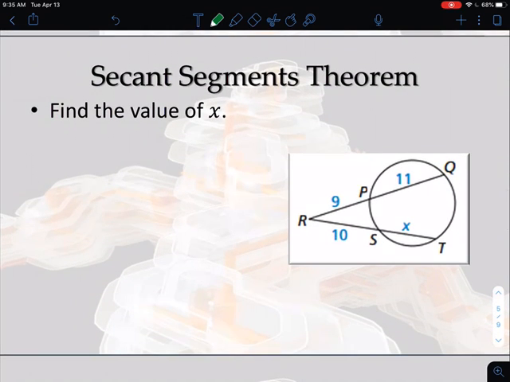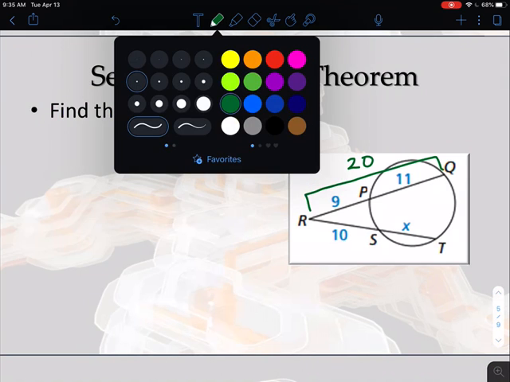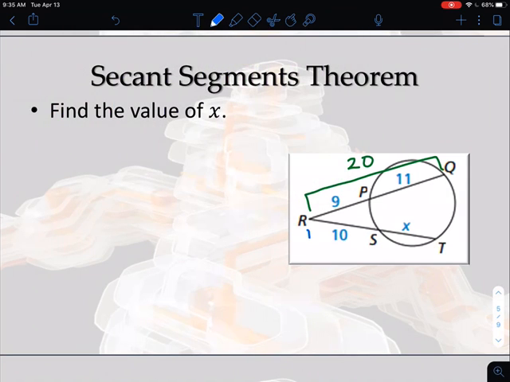So if we look at an example here, as I look at this picture, they give me the outside lengths. What I don't have yet are the total lengths. So for R to Q, I have a 9 and 11, which I can put together, and that gives me my total length of 20. And then on the other secant line, I've got R to T is 10 and X, which would be X plus 10. I add the two pieces together.